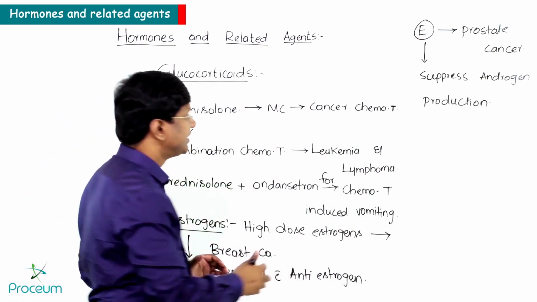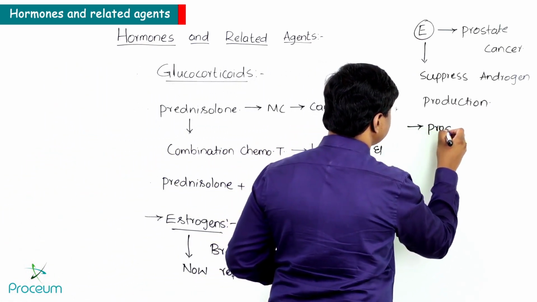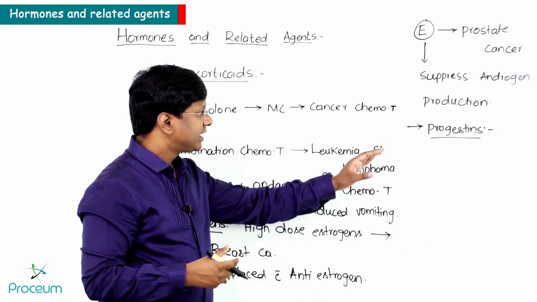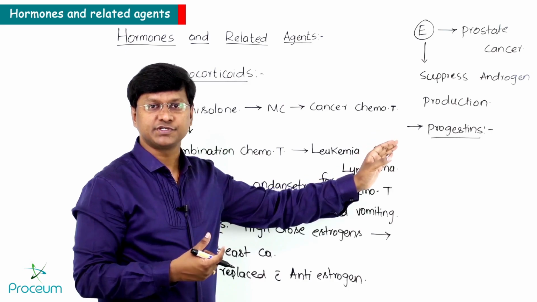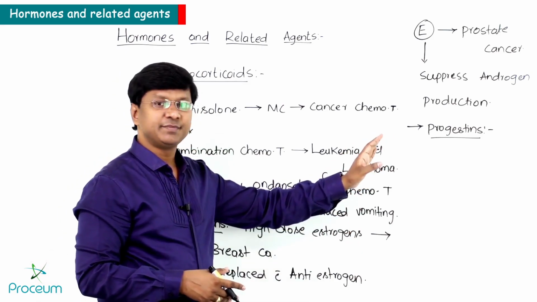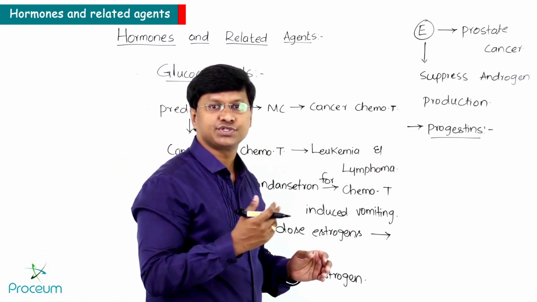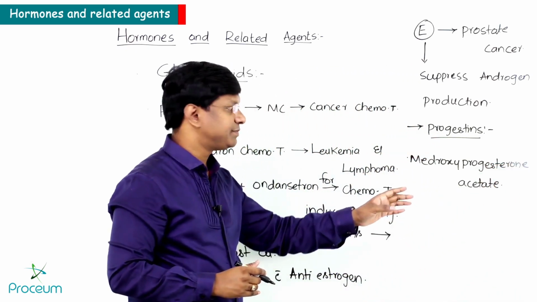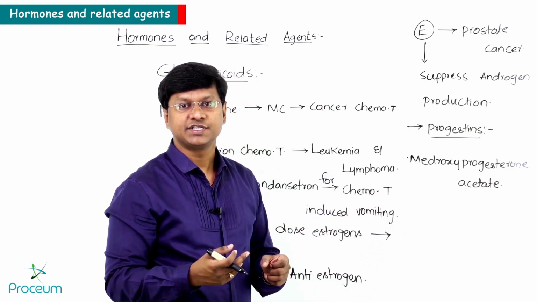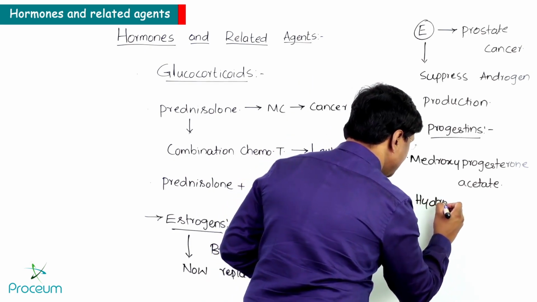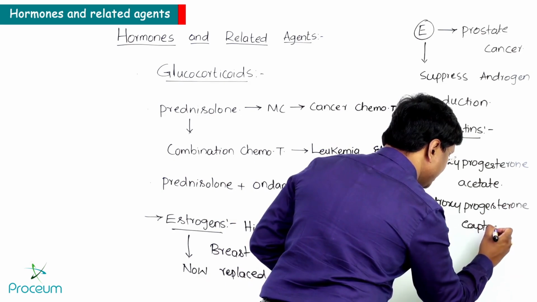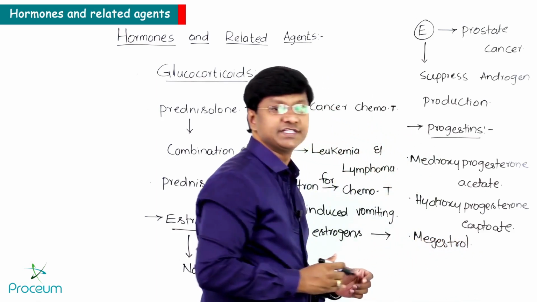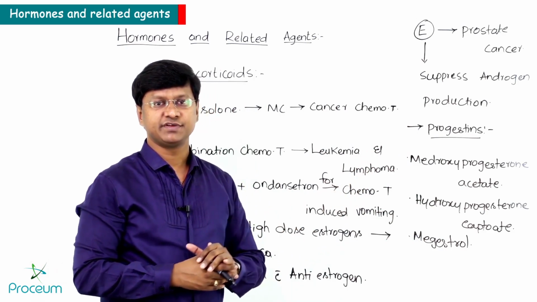Apart from estrogen, we have another important group of drugs called progestins. The progestins used in malignancies include medroxyprogesterone acetate, hydroxyprogesterone caproate, and megestrol. Remember, these are the progestins which are used in malignancies.